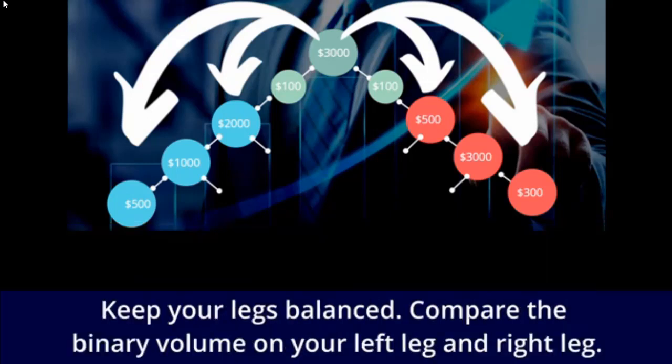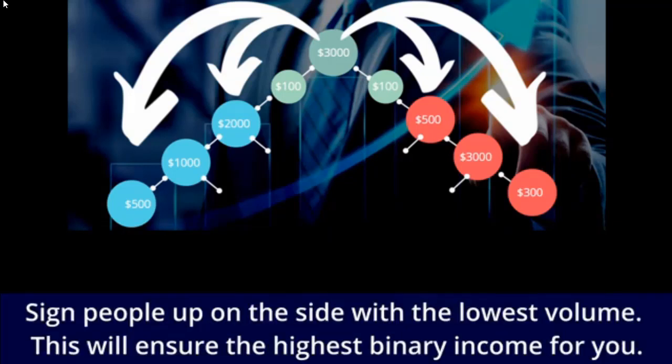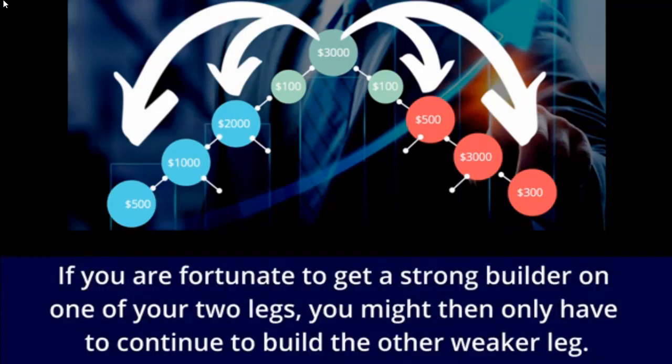Keep your legs balanced. Compare the binary volume on your left leg and right leg. Sign people up on the side with the lowest volume. This will ensure the highest binary income for you. If you are fortunate to get a strong builder on one of your 2 legs, you might then only have to continue to build the other weaker leg.